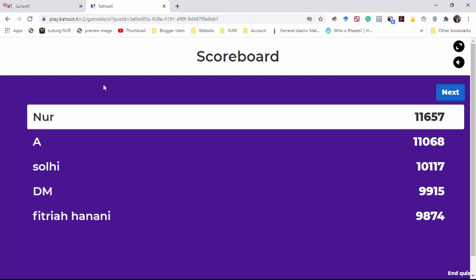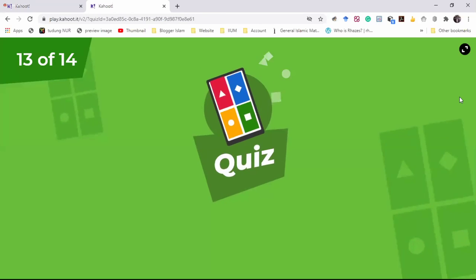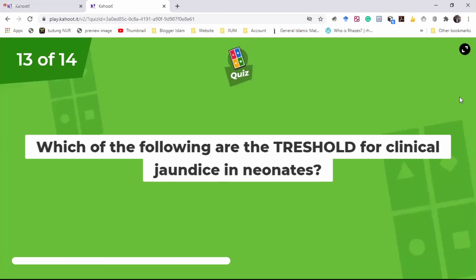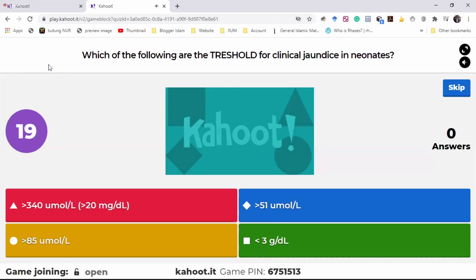Okay, congratulations to Noor, still leading the table. Next. Which of the following is the threshold for clinical jaundice in neonates? Neonates and children have different thresholds, so which of the following is for neonates?